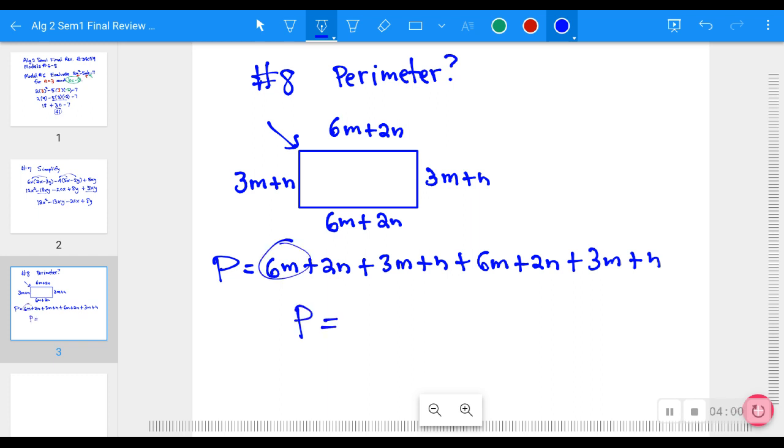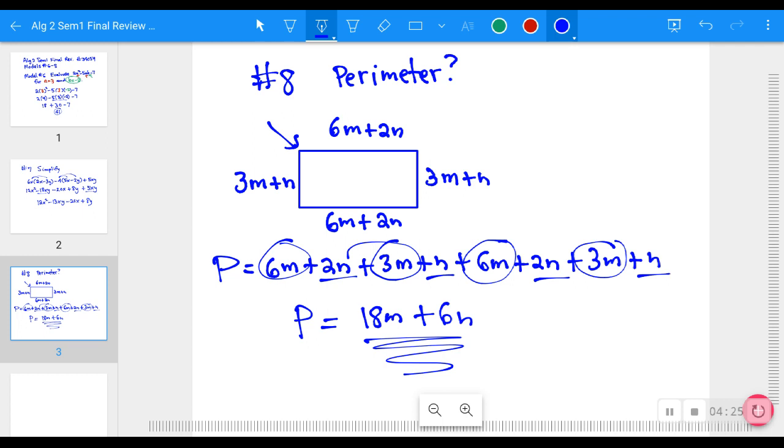Okay, 6m plus 3m would be 9m, and then this down here adds another 9m, so there's 18m. And then the n's, there's 2, one more is 3, and down here is another 3, so a total of 6n. And we have to stop there since 18m and 6n are not like terms, and this is the expression you get, as unsatisfying as it is, for the perimeter. So that takes us through problems 6, 7, and 8.